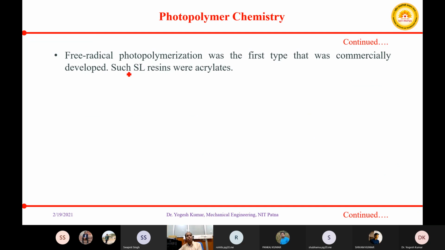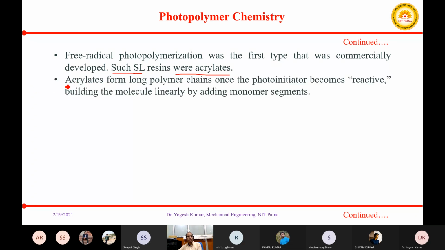Okay, so free radical photopolymerization was the first type that was commercially developed. These SL resins are acrylates. Acrylates, there are these terms, you may find it difficult to pronounce, but once you go through this slide, you will be able to, not only pronounce, you will find it difficult to remember. Okay, so you can go through this PPT when I circulate it.